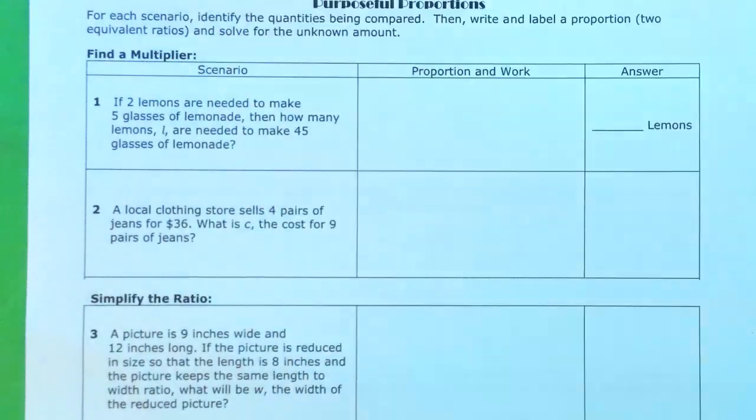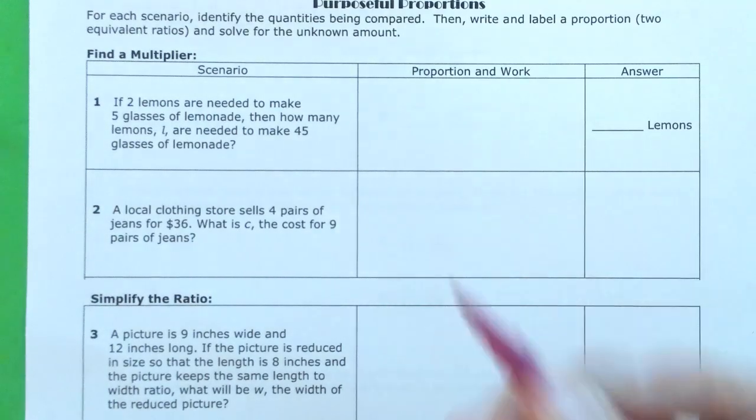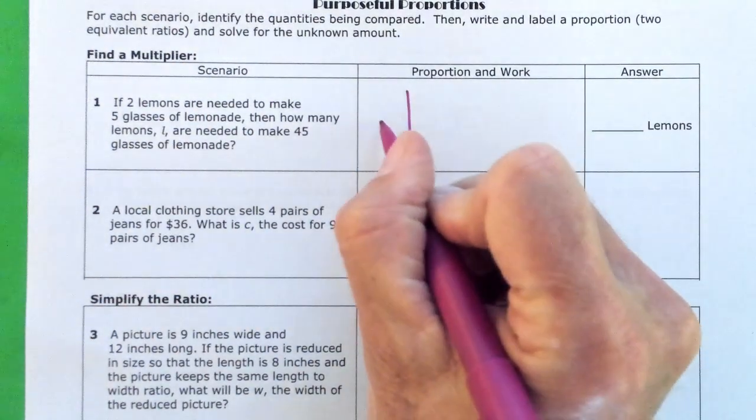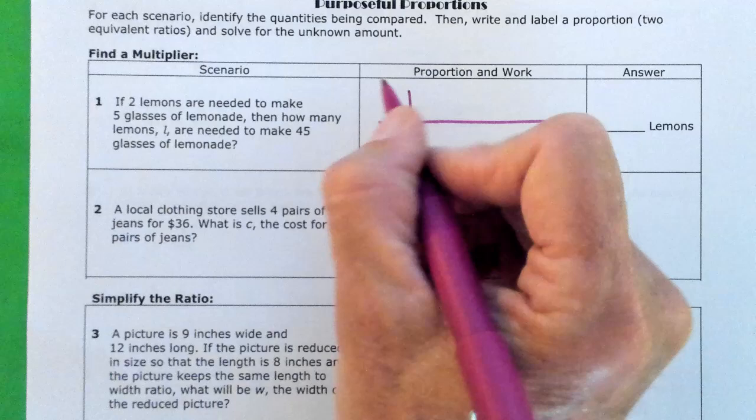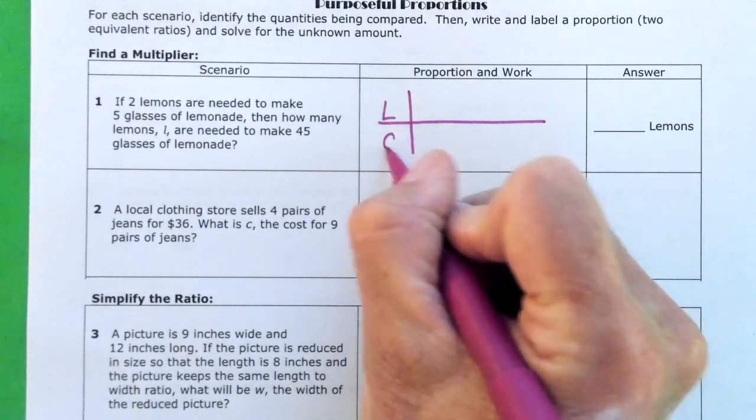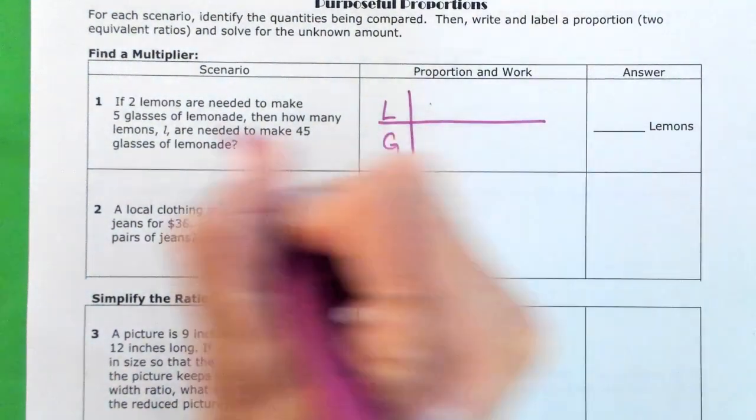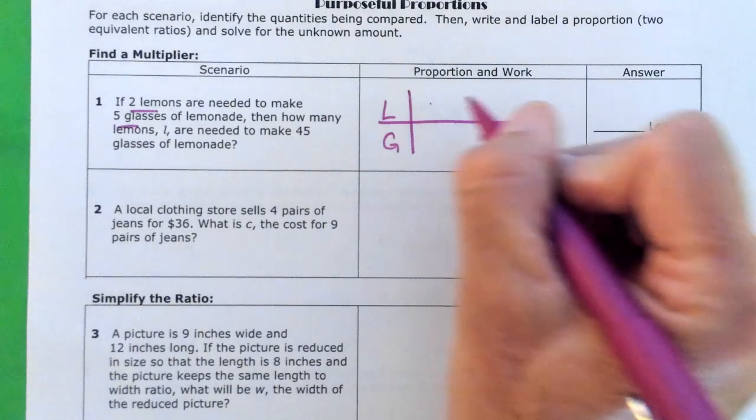Okay. 2 lemons are needed to make 5 glasses of lemonade. Then how many lemons, L, are needed to make 45 glasses of lemonade? All right, let's build our best friend table. 2 things we're comparing, lemons and glasses. I know I need 2 lemons for 5 glasses of lemonade.